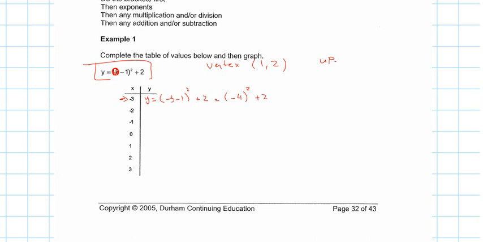Exponent. So I have to do negative 4 squared. What's negative 4 squared? What's negative 4 times negative 4? 16. And then I add 2. So my answer is going to be 18. Okay? So I will repeat this.